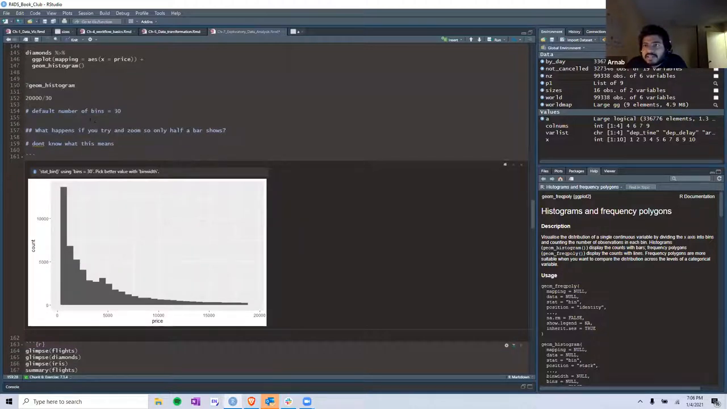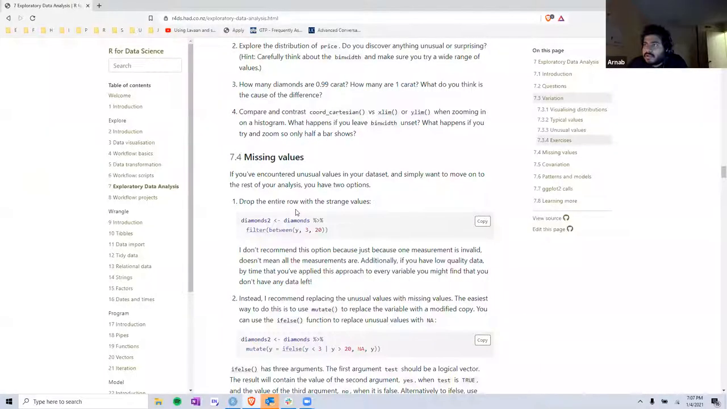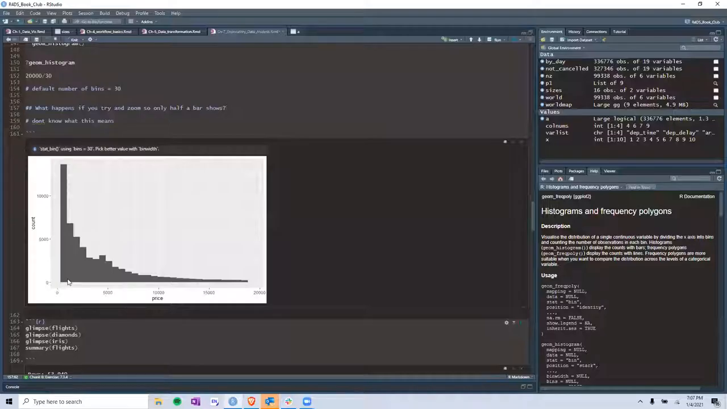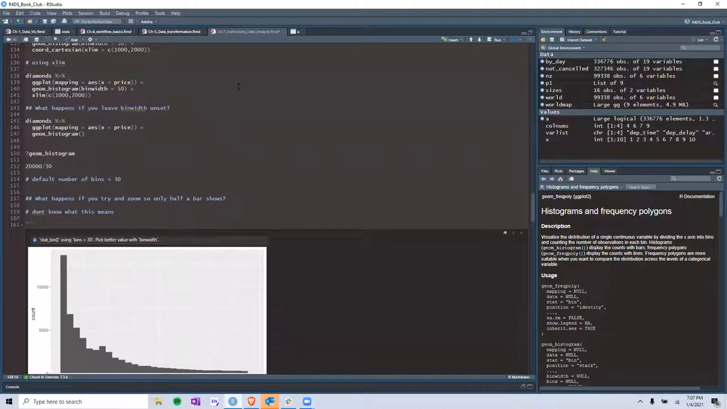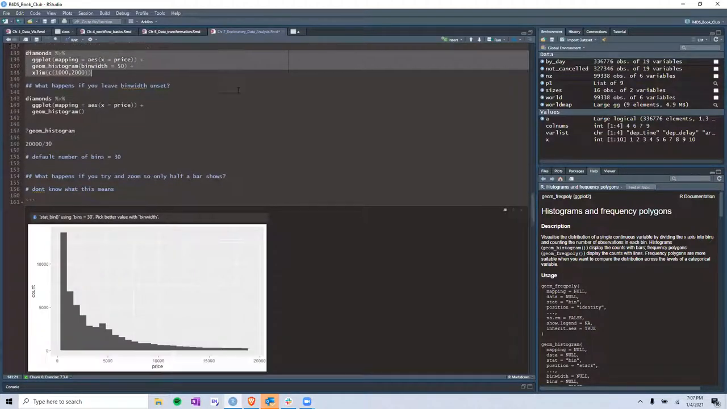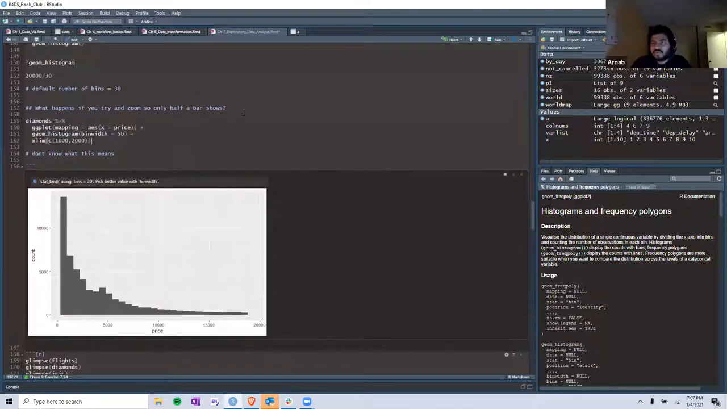And finally, it says, what happens if you try and zoom so only half a bar shows? I could not figure out what this meant. Does anyone know what we mean by half a bar, by any chance? I'm not sure. Does it mean that we need to change the xlim values? So the highest bar, which is the first bar, only half of it will show. I don't know. Yeah, the highest bar, that could be one possibility.